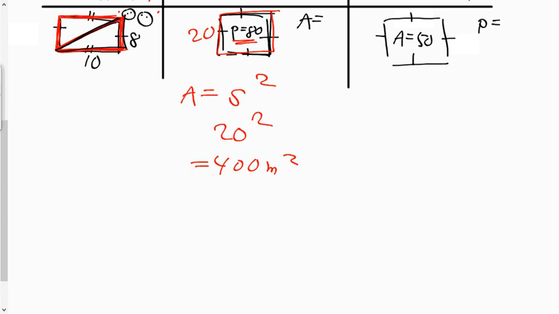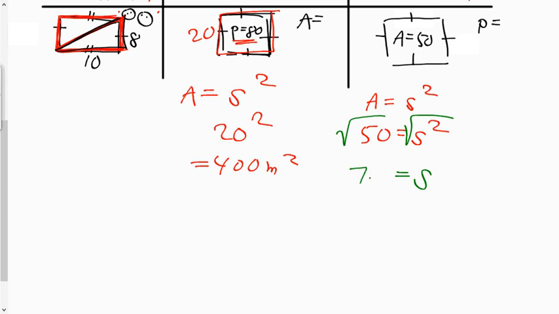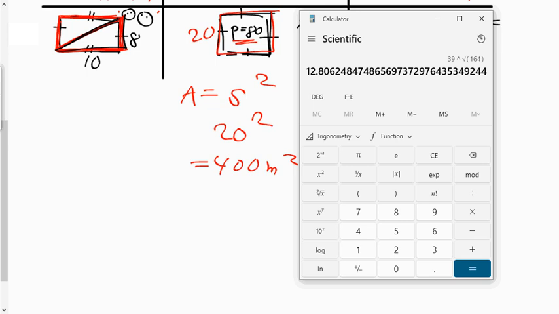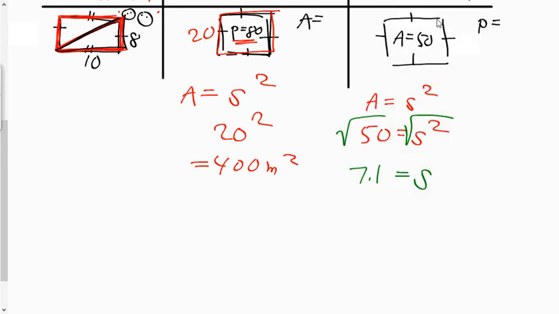The last question reverses it. It says the area is 50. So area equals side squared, or 50 equals side squared. If I square root both sides, the side length of a square whose area is 50 is approximately 7.1. Because if I grab my calculator and ask what is the square root of 50, it says 7.07, which is roughly 7.1.